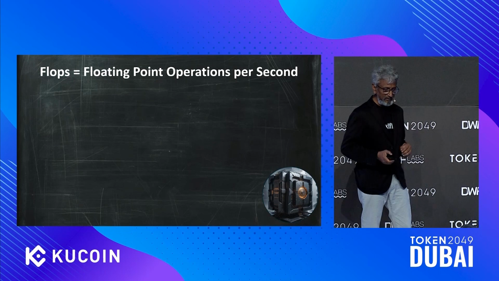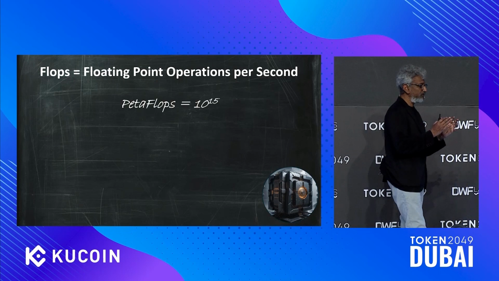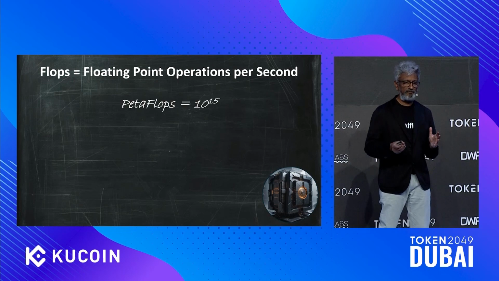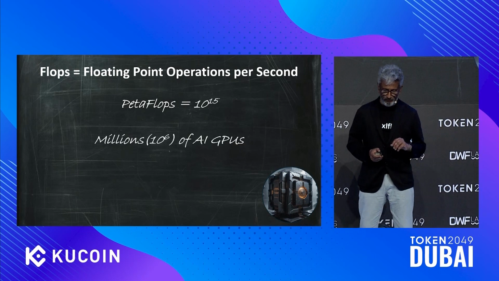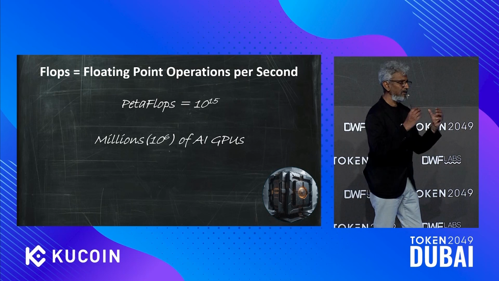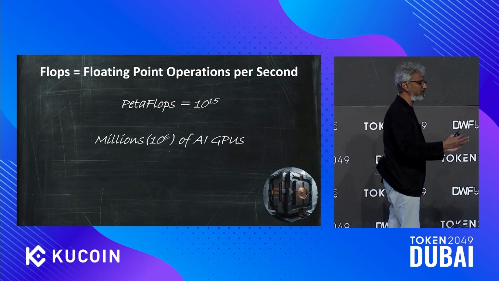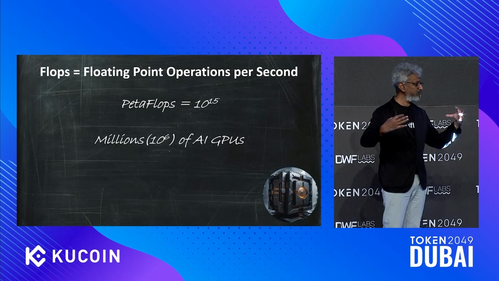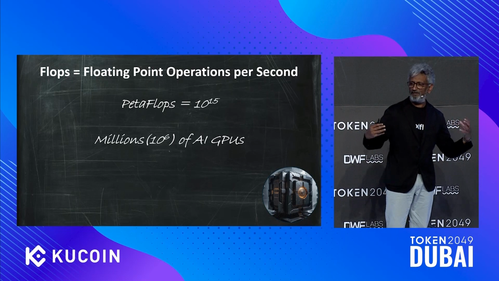Similarly, another important one is a petaflop, which is 10 to the power of 15. This is the scale of compute you see in AI GPUs like the NVIDIA H100, B100, or the B200 that they just launched. These are petaflop GPUs. You mainly find them in servers.